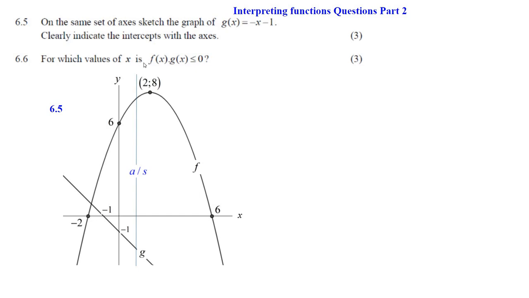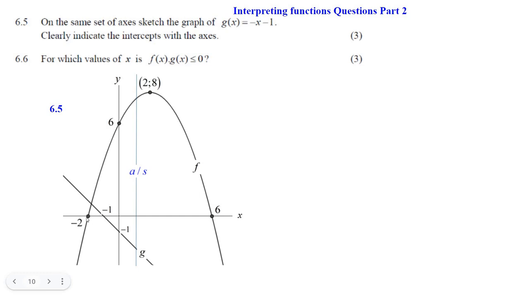Now, for which values of x is f of x times g of x less than or equal to 0? These are y values. That's sort of saying, where do the y values of f multiplied by the y values of g give you a negative number? Where does that happen? Well, say you were right here, right at this point. They'd both be positive. G is positive, so it wouldn't work there.